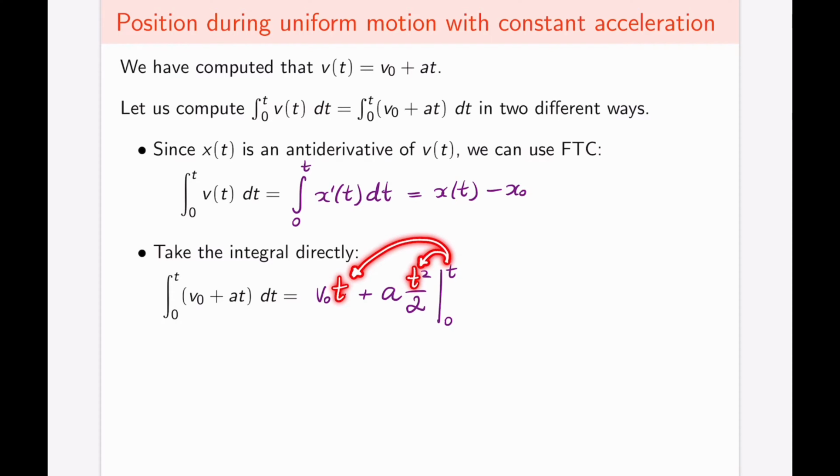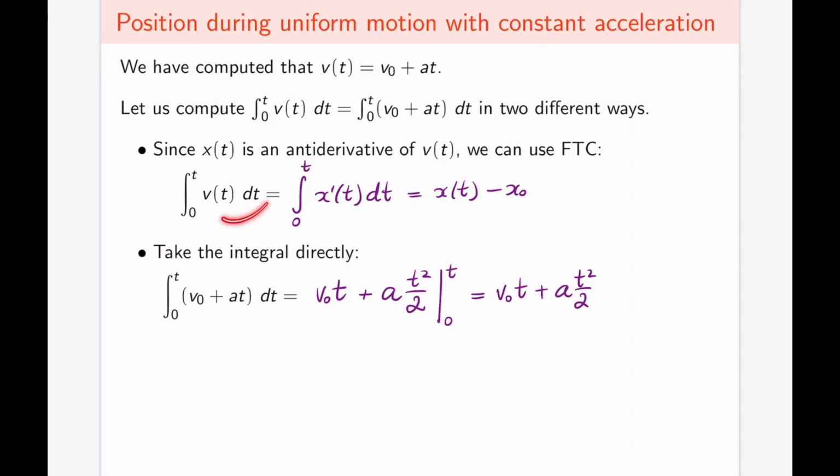I'm going to plug in t for t, minus, I'm going to plug in 0 for t to evaluate this integral. So what I'm going to get is v naught t plus a t squared over 2, leaving this in the exact same form, minus, and then if I plug in 0, I notice that both of these terms turn to 0, so I'll just be subtracting 0, which obviously is like doing nothing, so I'm going to omit writing this down.